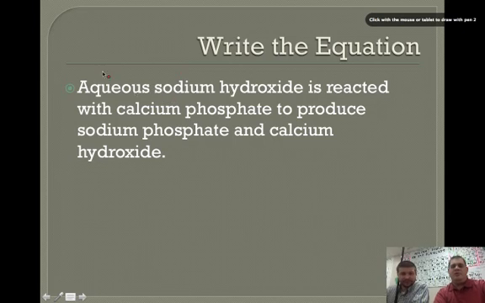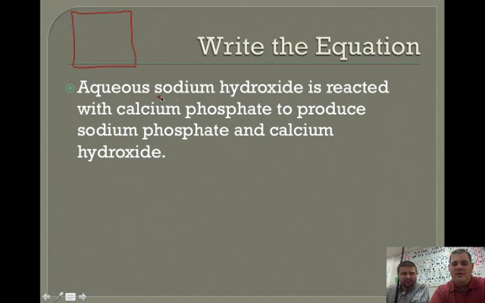You might write your charges up here so we can have a little room down there. Aqueous sodium hydroxide. Sodium is +1. Hydroxide is a polyatomic, -1. It reacts with calcium phosphate. Calcium is +2. Phosphate, PO4, is -3. To produce sodium phosphate and calcium hydroxide. We'll get to those in a second.